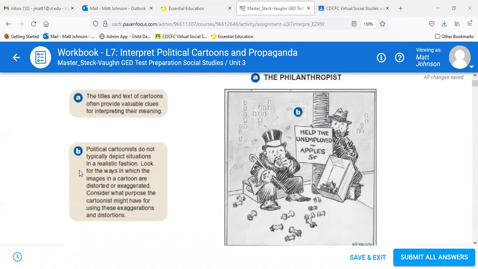And then B, it says political cartoonists do not typically depict situations in a realistic fashion. Look for the ways in which the images in a cartoon are distorted or exaggerated. Consider what purpose the cartoonist might have for using these exaggerations and distortions. So what's happening here is this unemployed man in the background is selling apples. Help the unemployed, apples 5 cents, and the philanthropist is buying the apples to help him. So it's a somewhat positive idea that there's philanthropy going on and people trying to help the unemployed. And you see all the apple cores where he's bought a bunch of apples and is trying to eat them to help the unemployed.